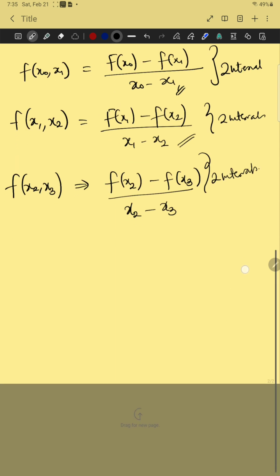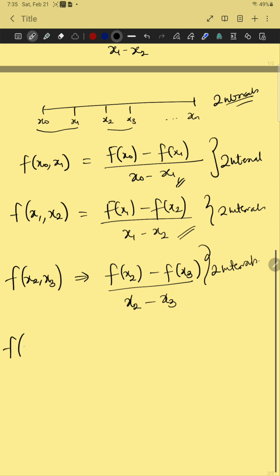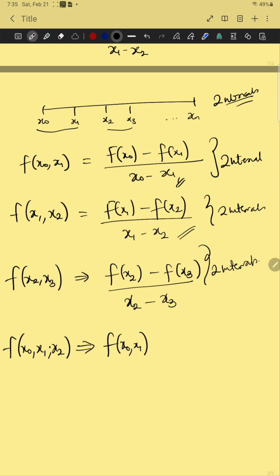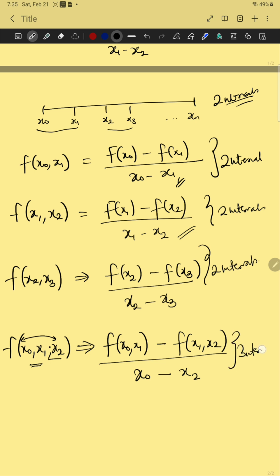Now, what happens when you want to talk about three points, x0, x1, x2? You're going to have f of x0, x1. We first pick the first two, then minus the last two, f of x1, x2, and then divide by from this place to this place, x0 minus x2. That is for three points.